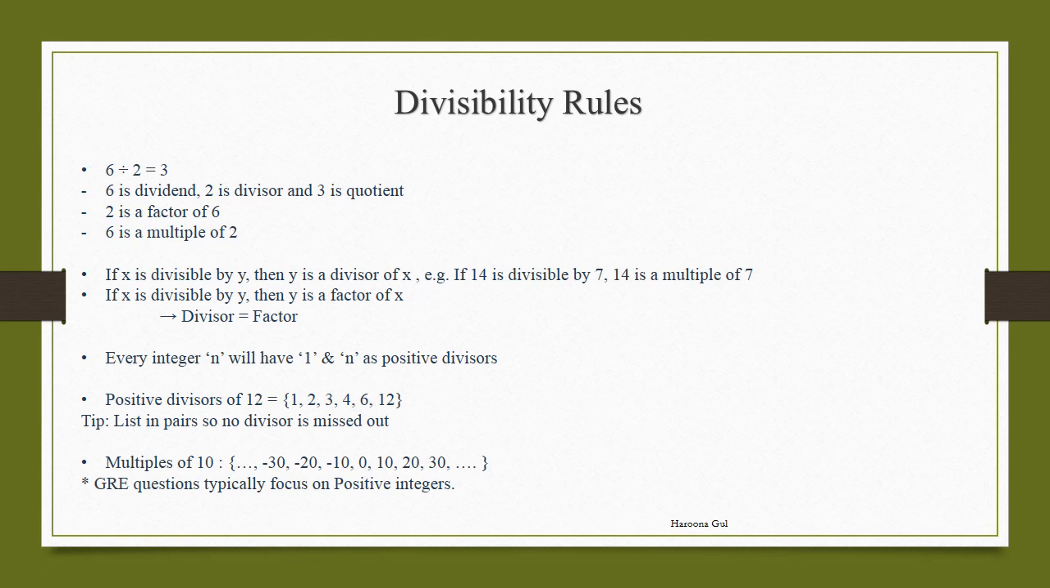An example of multiples of 10 is minus 40, minus 30, minus 20, minus 10, 0, 10, 20, 30 and so on. Kindly note the GRE questions typically focus on positive integers.